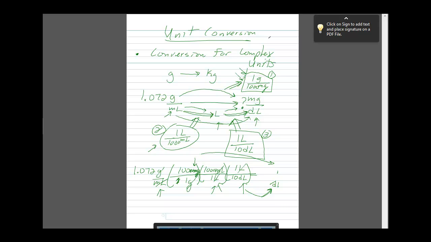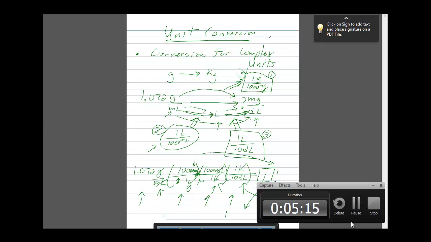So in this particular example, when I take 1.072 and I multiply that by 1,000, and then multiply this by 1,000, and then divide by 10, I end up with an answer of 107,200 milligrams per deciliter. I could have written it in scientific notation, but I didn't need to. I think it's okay to leave it longhand if I need to.